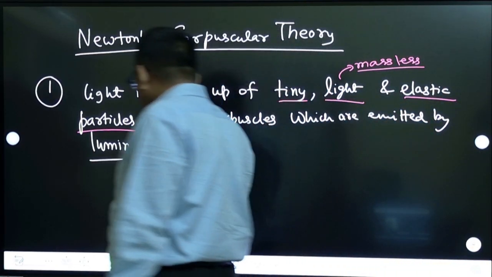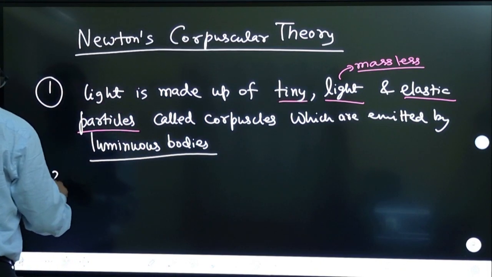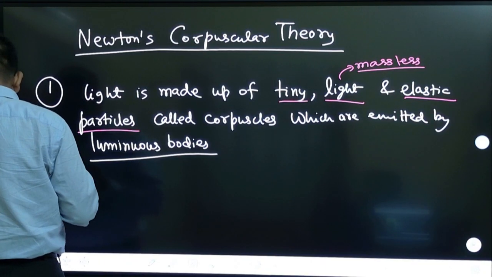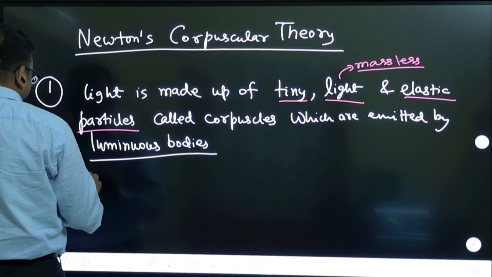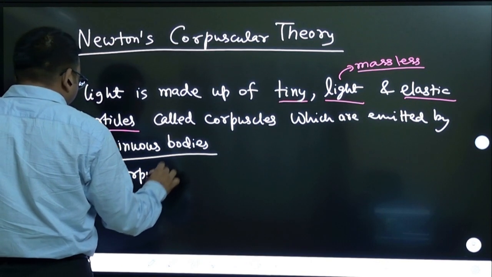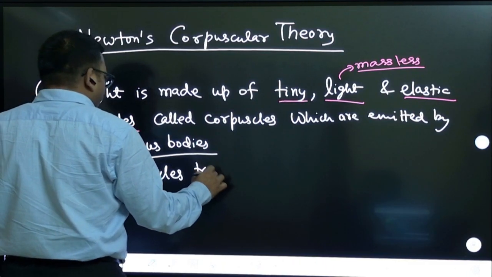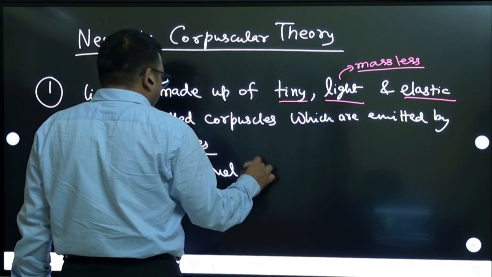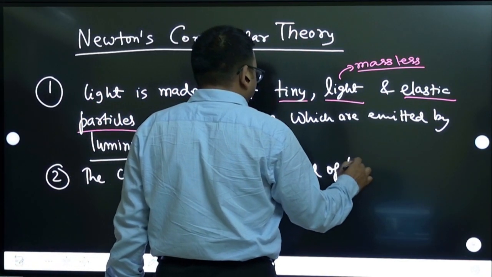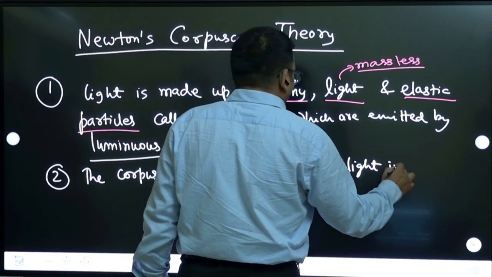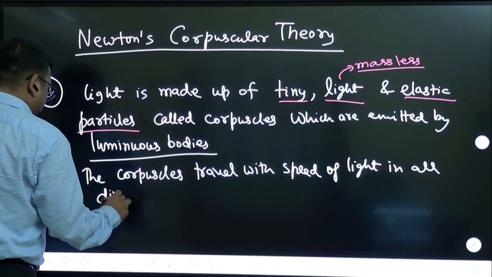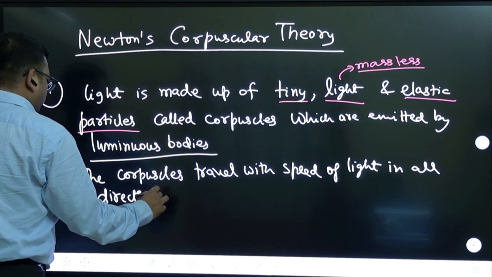But the concept of massless was a very important assumption which Newton made in his theory. Let us write the next point. The corpuscles travel with the speed of light in all directions, in straight lines.